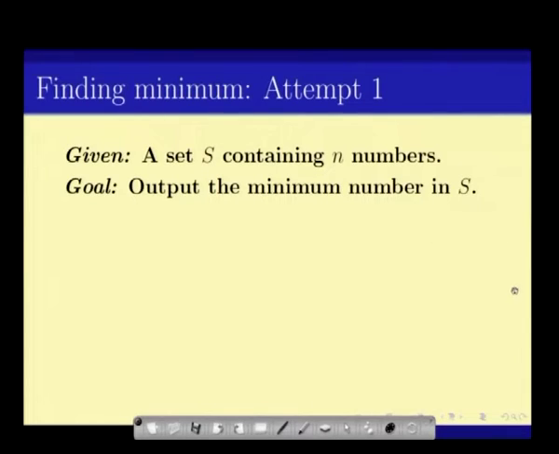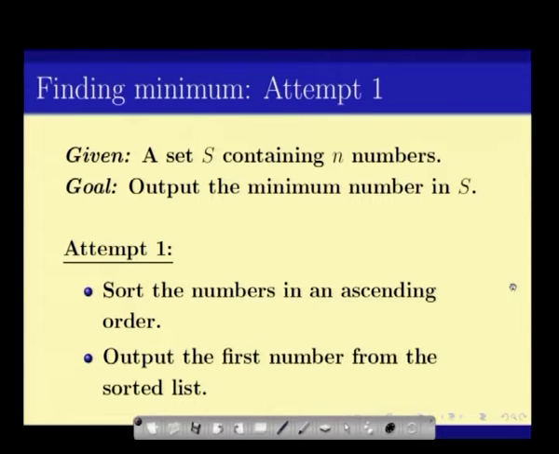So, here is the first attempt that we can think of. First attempt is simple. We sort the numbers in an ascending order. Now that we have a very good understanding of sorting a list of numbers, we can use our favorite algorithm, say merge sort or heap sort or whatever, and we sort the numbers in S in an ascending order. Once we sort the numbers in S in ascending order, then all we need to do is output the first element, because note that the first element then will be the minimum in that set. So, this algorithm is simple, and it is of course the first attempt that one can think of.